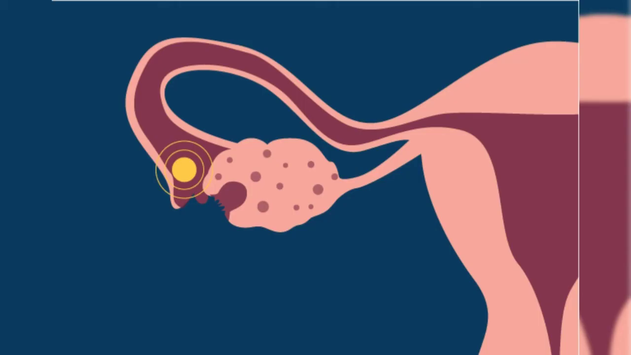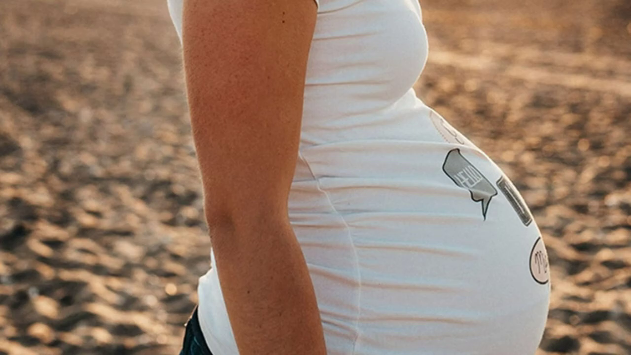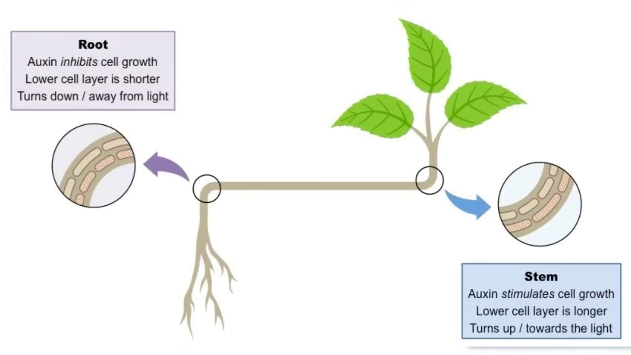Ovulation. The release of an ovum from the ovary. Synapse. The microscopic gap between two consecutive neurons. Gestation. The period of development of the fetus in the uterus. Tropism. The growth movement of a plant in response to a stimulus.